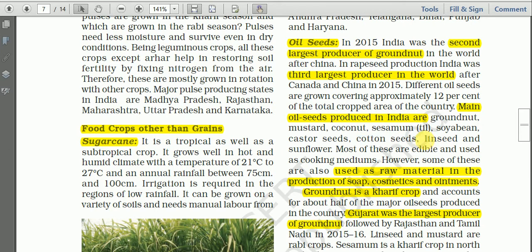Then we have linseed. Linseed is obtained from the flax plant. Linseed is edible but not commonly used in cooking. It is also used for medicinal purposes. Then sunflower. So these are the important oilseeds grown in India.